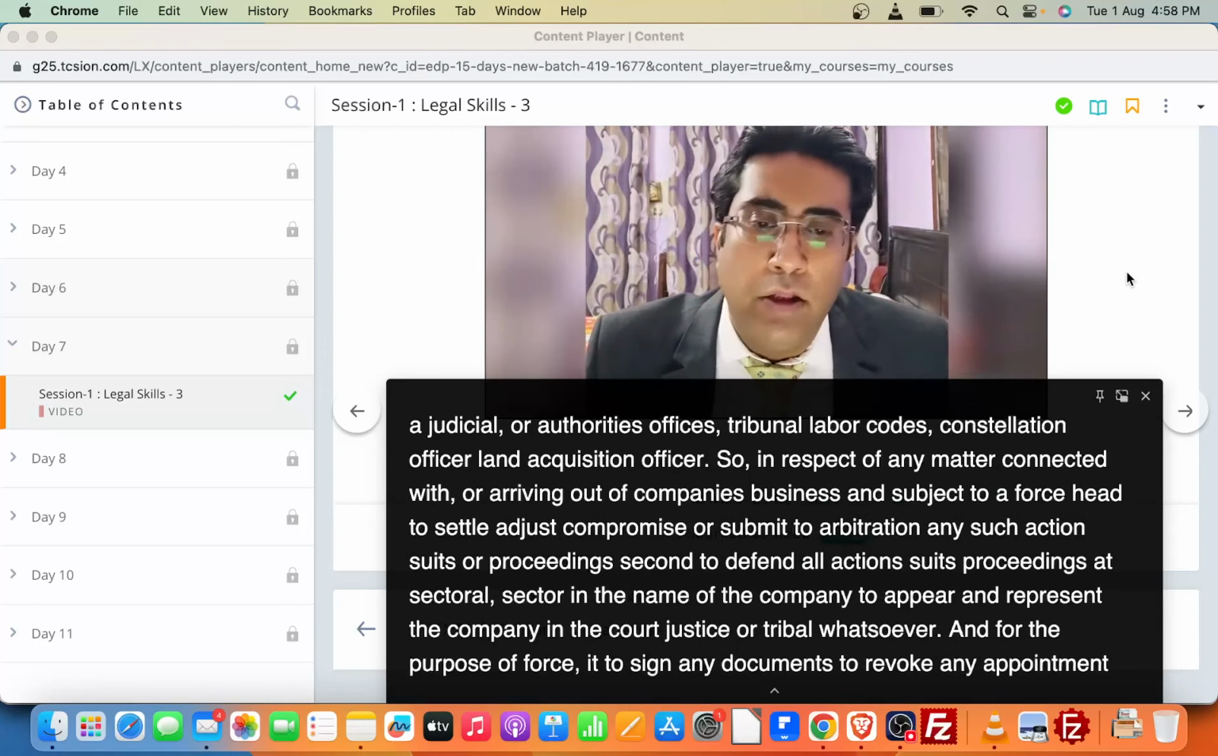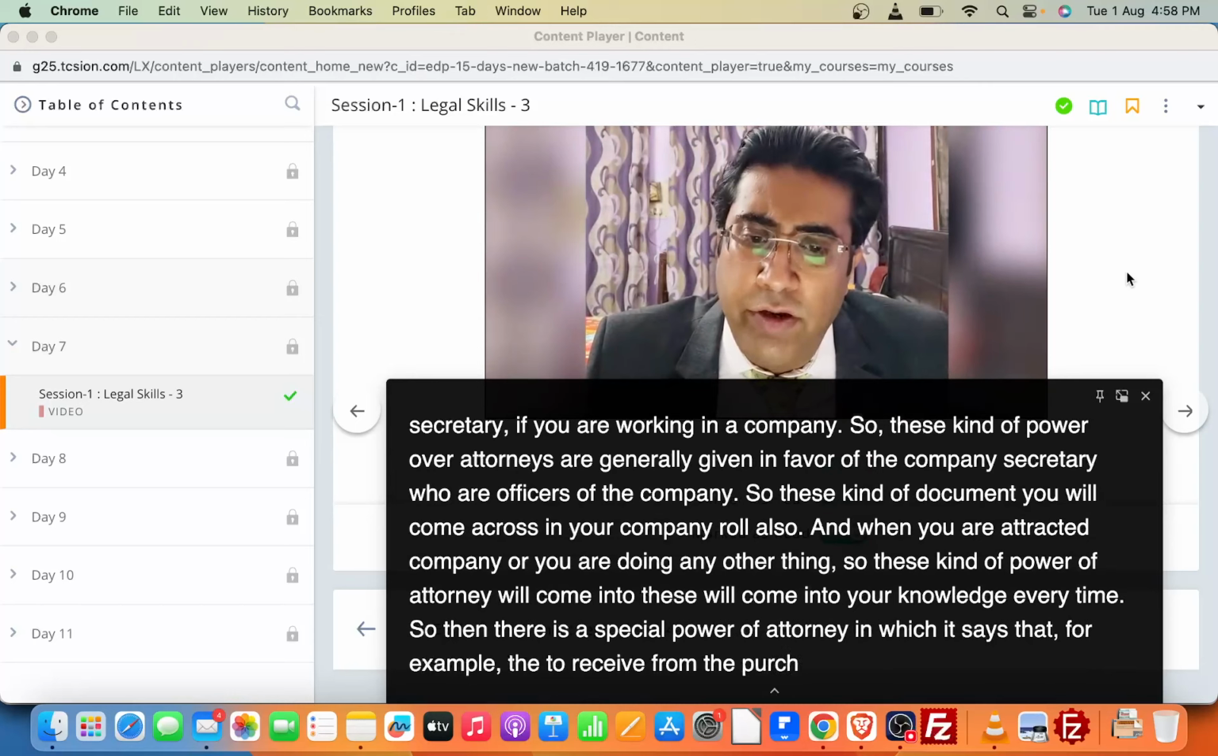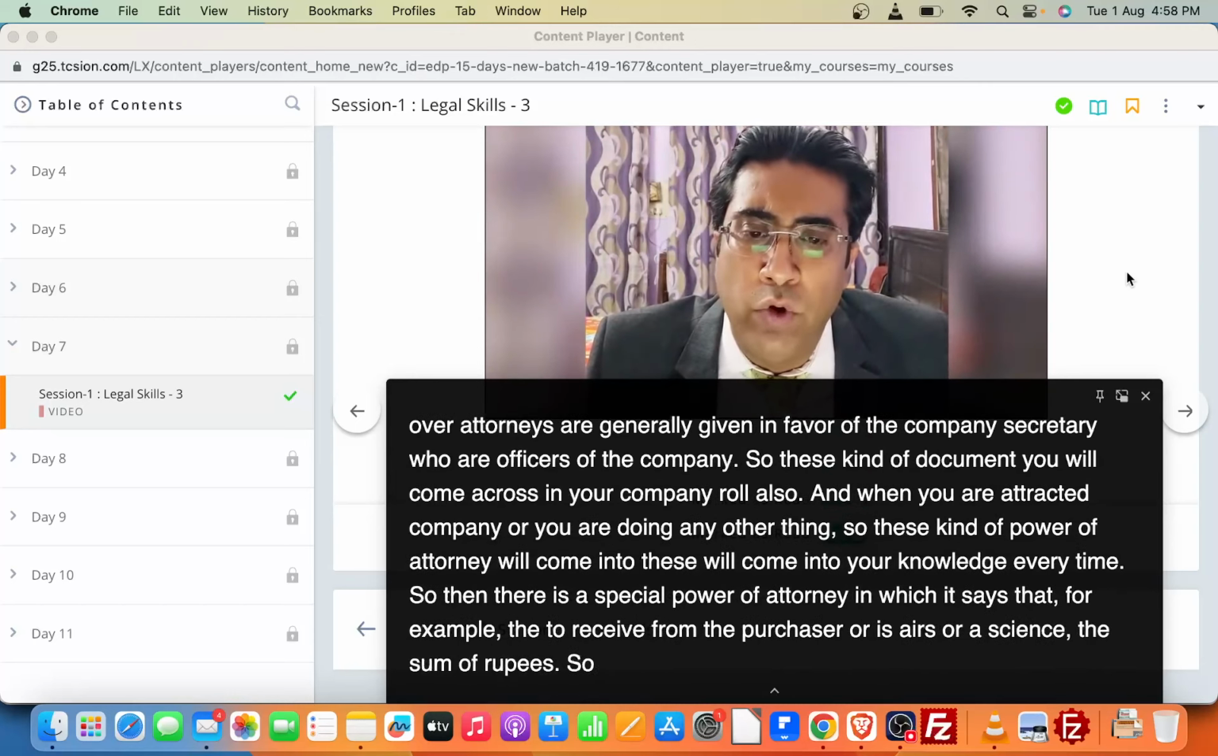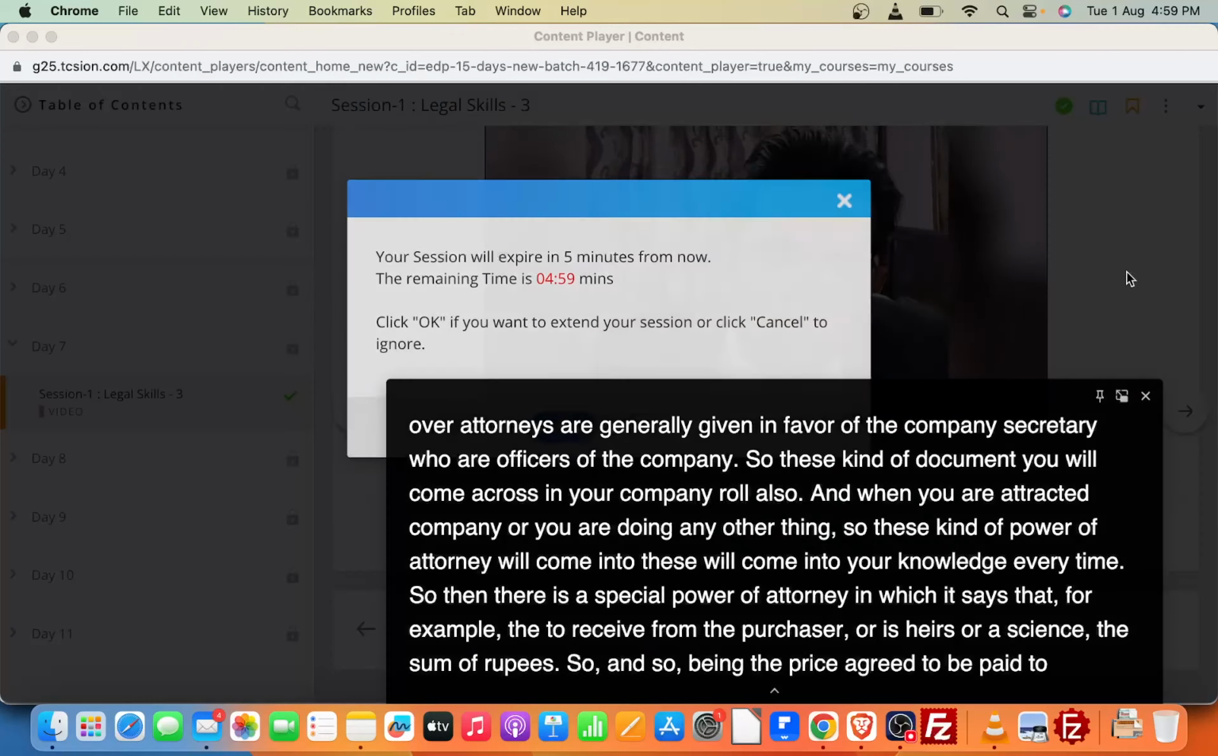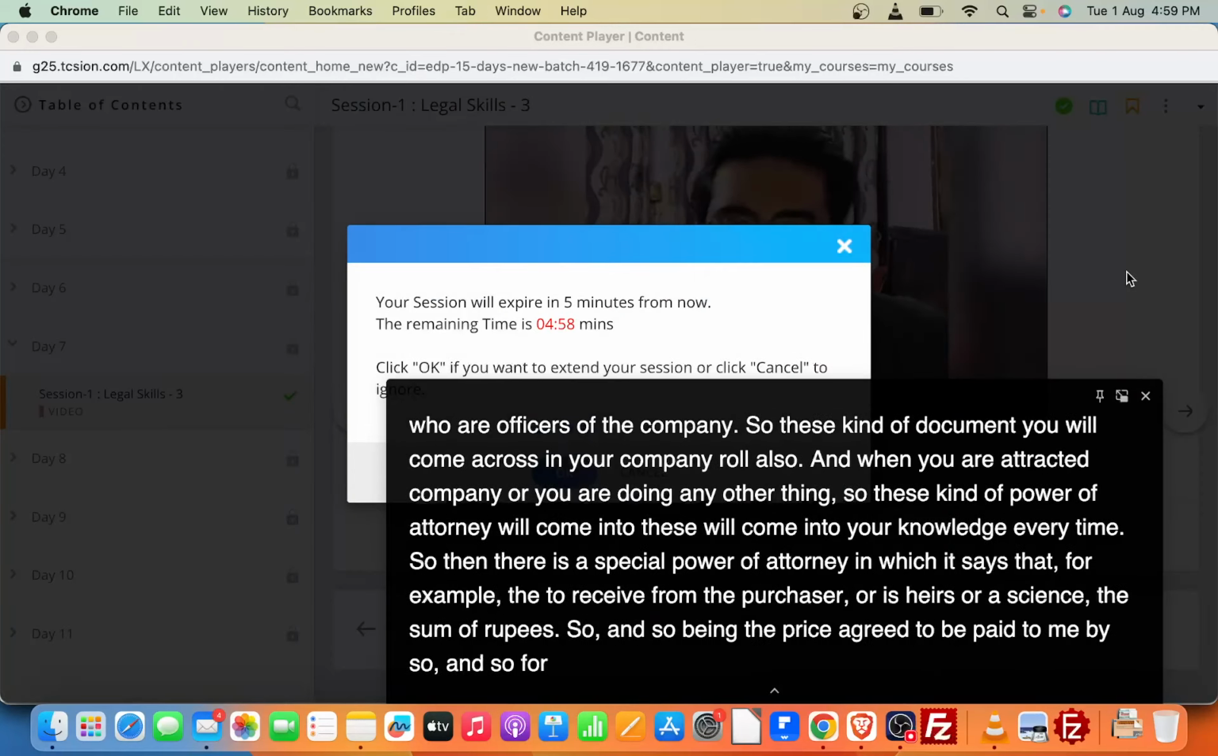Then there is a special power of attorney in which it says, for example, to receive from the purchaser or his heirs or assigns the sum of rupees so-and-so, being the price agreed to be paid to me by so-and-so for the purchase of property. You have to give the description of the property, to execute a proper sale deed of the aforesaid property, the property name which is given.